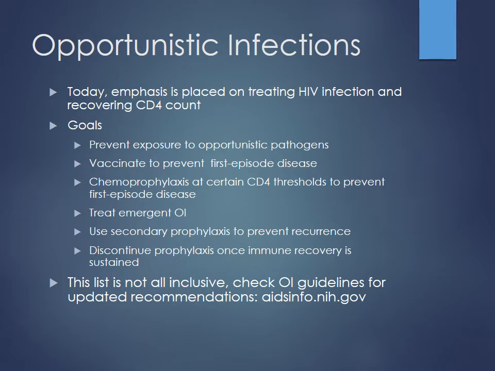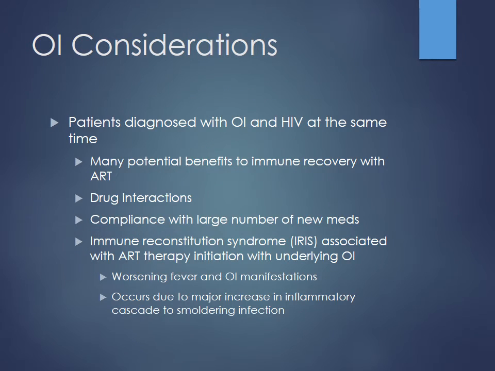But this is not all-inclusive, so again, go to aidsinfo.nih.gov. That's the website where you can find all the guidelines. They will tell you up-to-date information on what is most recommended for different opportunistic infections, both prophylaxis and treatment. We'll go over a few here, just some that are a little bit more common.